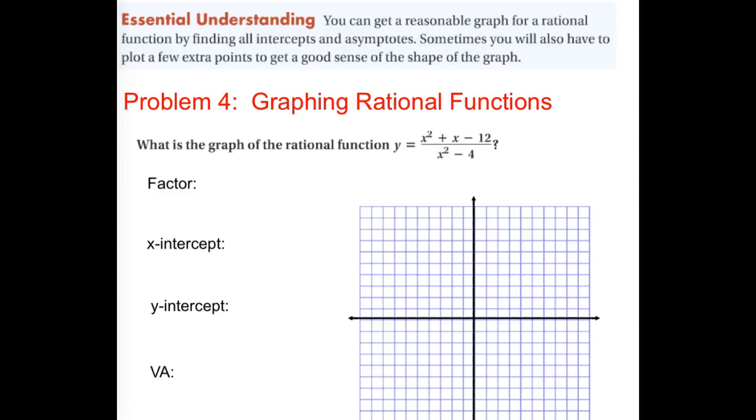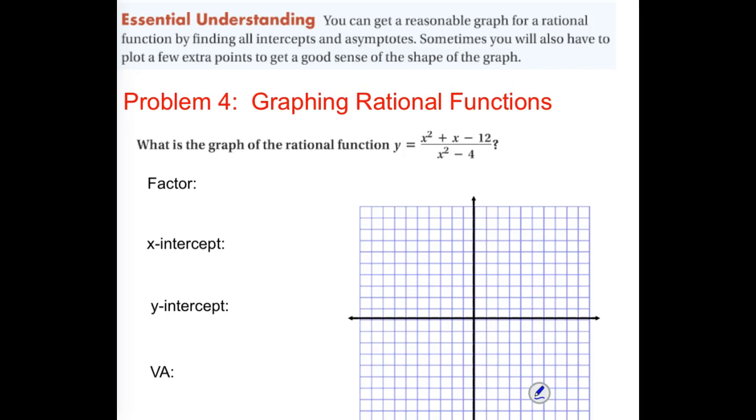Continuing with section 8.3, we've been looking at how to find all of the details about our graph. Today we're going to start actually putting that into a graph. Step one is to factor everything. So how would we factor the rational function y equals x squared plus x minus 12 divided by x squared minus 4?